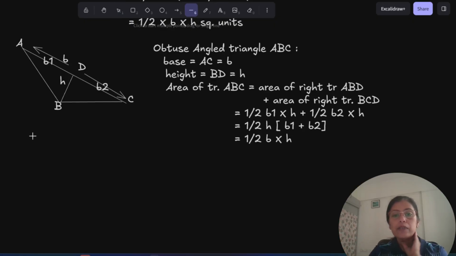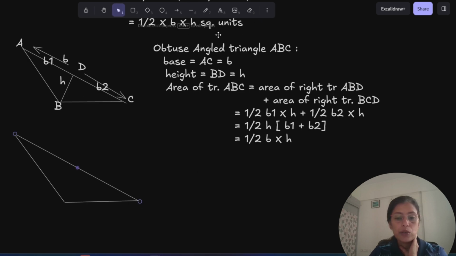Okay, and then I was telling you that if we draw the perpendicular from A, how will that look like? If we prove using that, because that perpendicular is coming outside, right? So what I'll do is, I'll extend this, and then this is my height. If I'm drawing it from A, this is going to be my height, right?